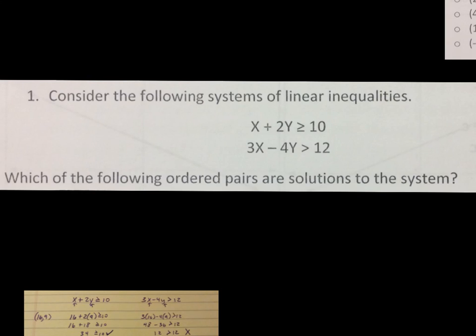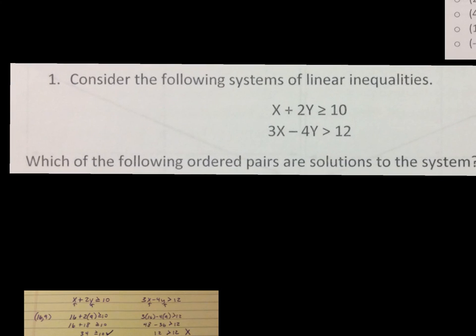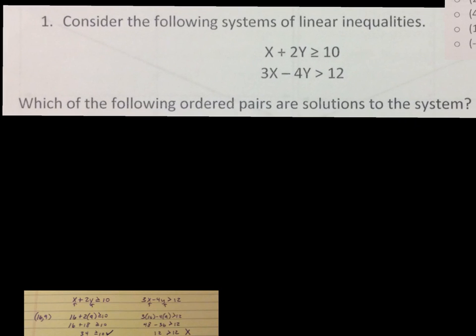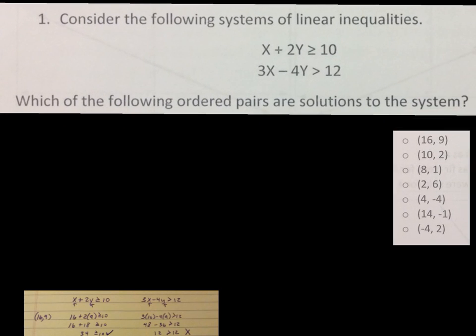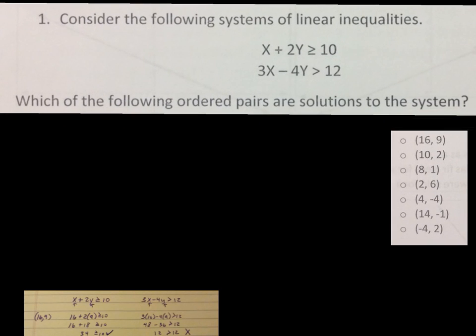Question number 1. Consider the following systems of linear inequalities. Which of the following ordered pairs are solutions to the system? Remember, in order for a coordinate point to be a solution, it has to satisfy both of the inequalities, okay? So we've got two inequalities here. We've got this top one and this bottom one.